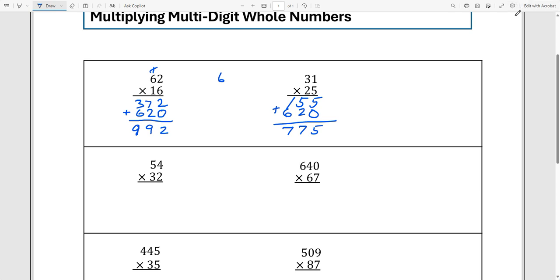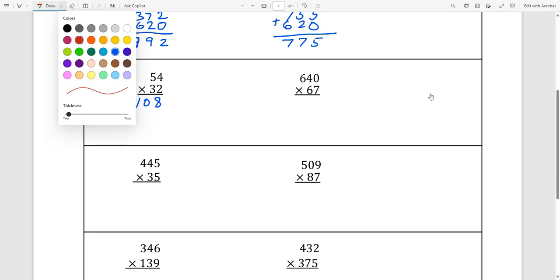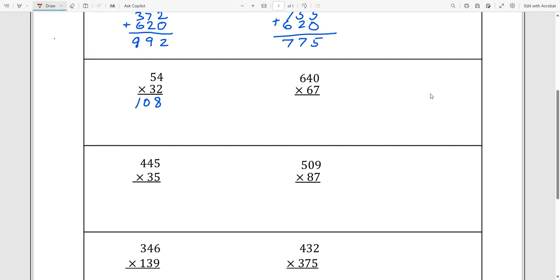All right, and the next ones, I'm just going to do these in each line in different colors so we can see what we're working with. All right, and then it'll help us with our visual. And so we have 54 times 32. All right, so same thing. 2 times 4 is 8, and 2 times 5 is 10. So we have 108. And let's do the 3 in red. All right, and so 3 times 4, remember, it's not 3, it's 30. So we'll put a 0 here.